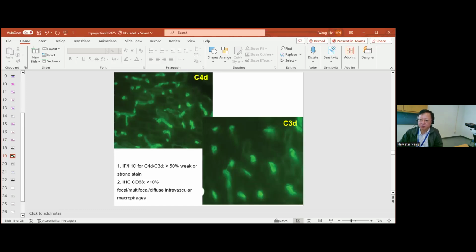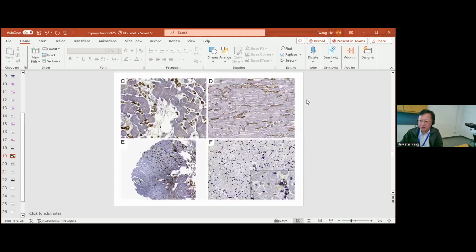The cutoff for C4d is that if it is positive, it needs to be positive in more than 50% of capillaries or vessels. For CD68, we need more than 10%. That will be okay. More and more practices, including Yale, are using immunohistochemistry instead of immunofluorescence because of convenience. This is what we see with immunohistochemical C4d here, and CD68, which highlights macrophages. We can see here macrophages in the lumen.